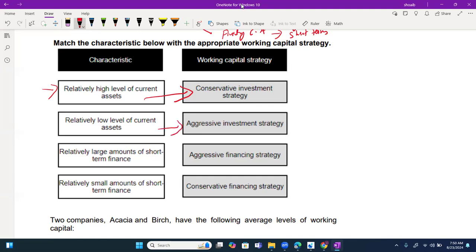Sir, how do you know it's an investment policy? Because you are not talking about financing. You're talking about investment. How much current assets? How much you want to hold the assets? That's why it's an investment strategy. Relatively large amount of short-term finance, aggressive financing policy. Small amount of short-term finance, conservative. This is already a correct answer.